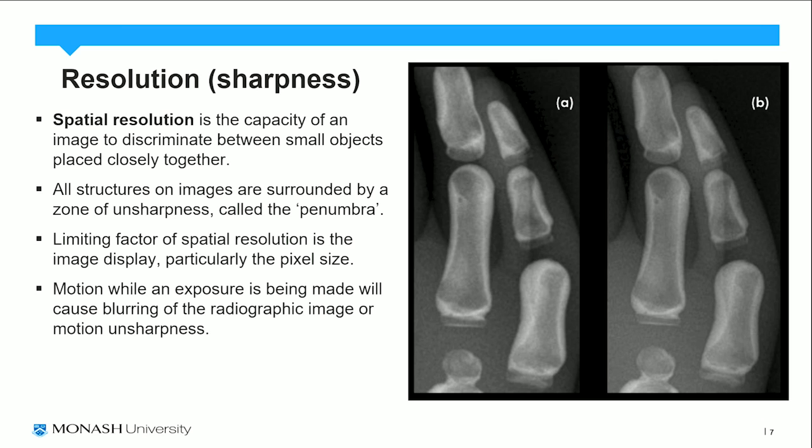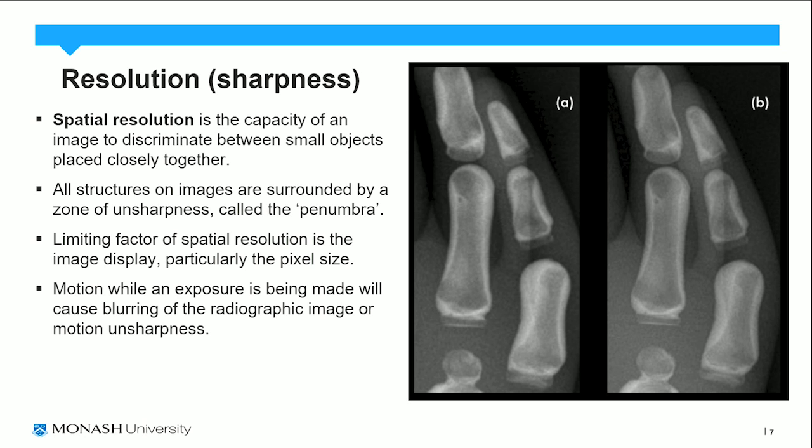The next point is resolution, or the sharpness of an image. Spatial resolution is the capacity of an image to discriminate between small objects when they are placed closely together. All structures on an image are surrounded by an area of unsharpness, called the penumbra. The limiting factor of spatial resolution is the image display, in particular the pixel size.